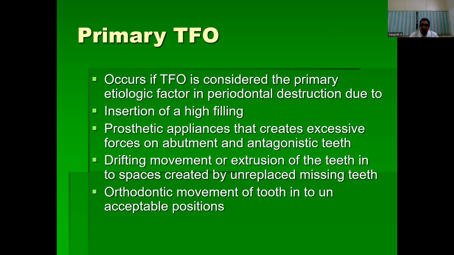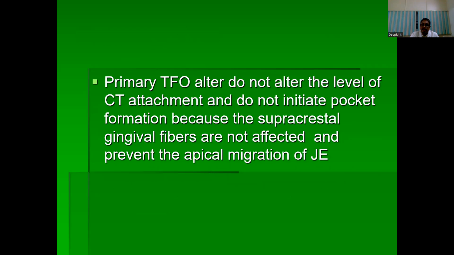Primary trauma from occlusion is seen when the etiological factors are mainly the insertion of a high filling or prosthetic appliance that creates excessive forces on abutment or antagonistic teeth, drifting or extrusion of teeth into the space created by unreplaced missing teeth, or orthodontic movement of a tooth into an unacceptable position. Here the force is excessive, but the periodontal condition is normal.